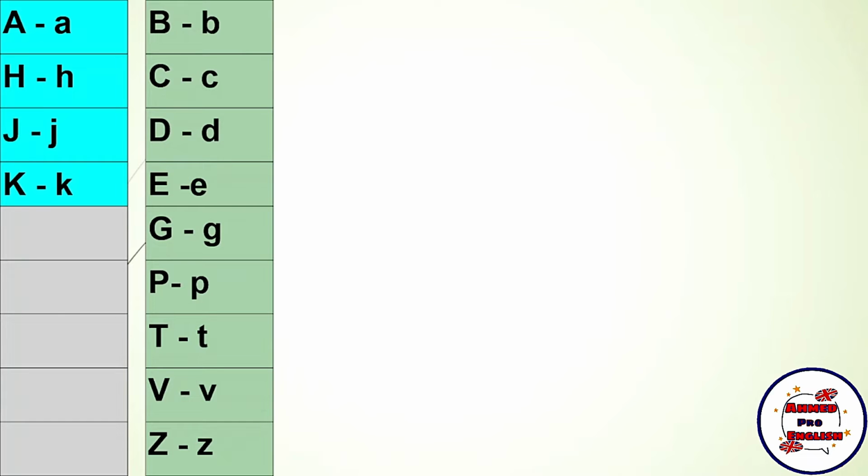We have A, H, J, K. These four letters have the same pronunciation. B, C, D, E, G, P, T, V, Z.